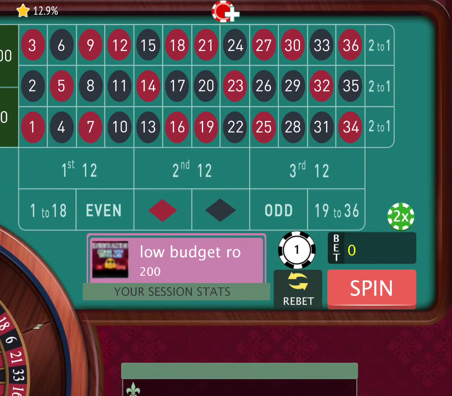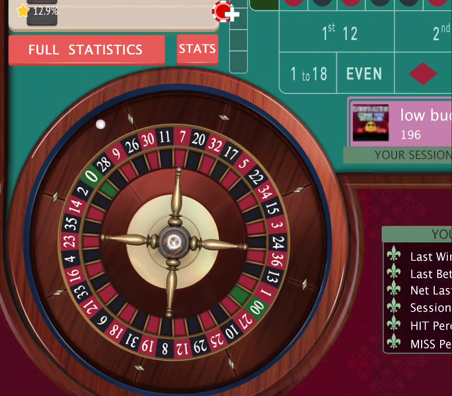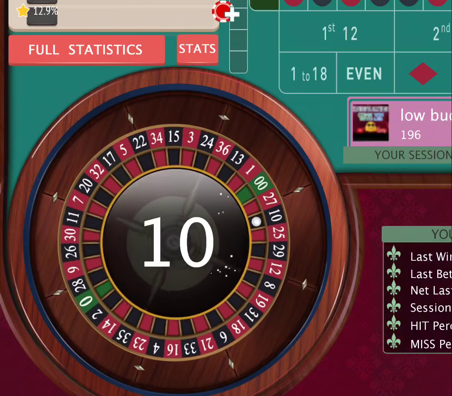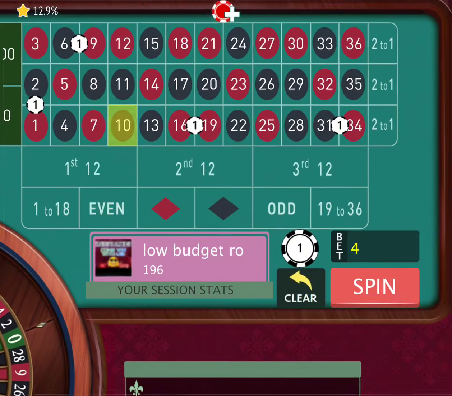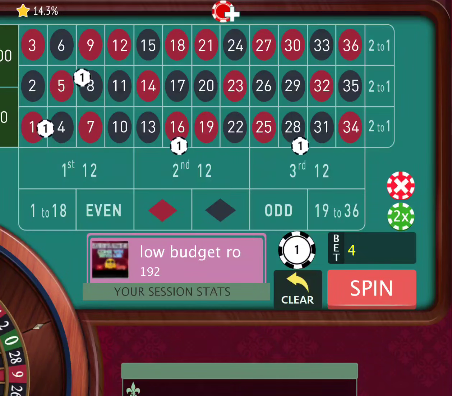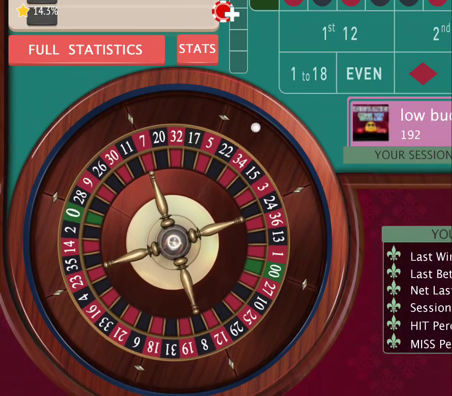All right, let's do that again. Select different numbers. Somewhere else, no, I don't want to do that. I'll do this one. Just 4 numbers on the board here. All right, and we spin. The number 10 comes out. That's going to be a miss. Spin again.